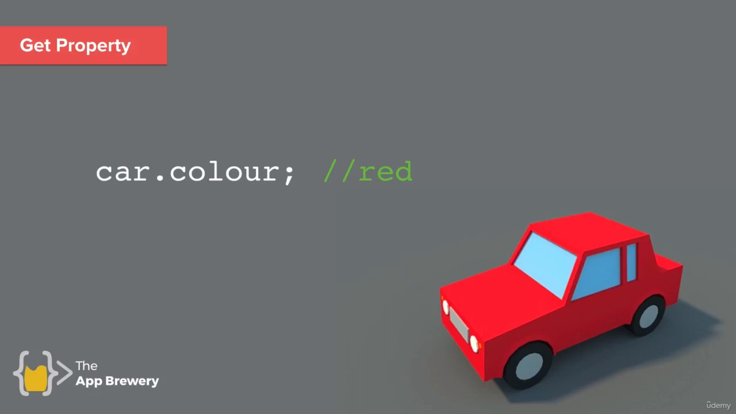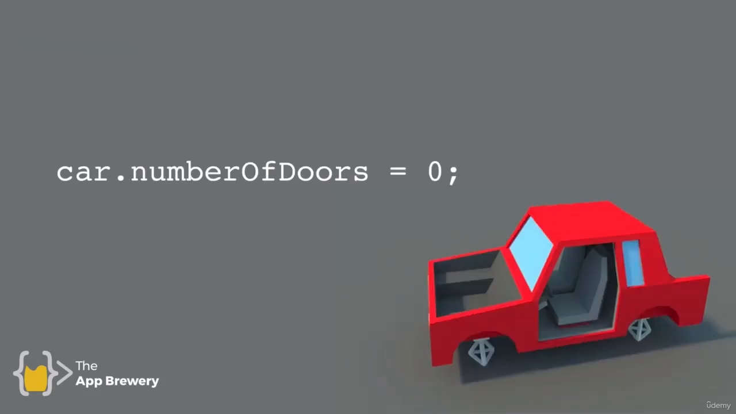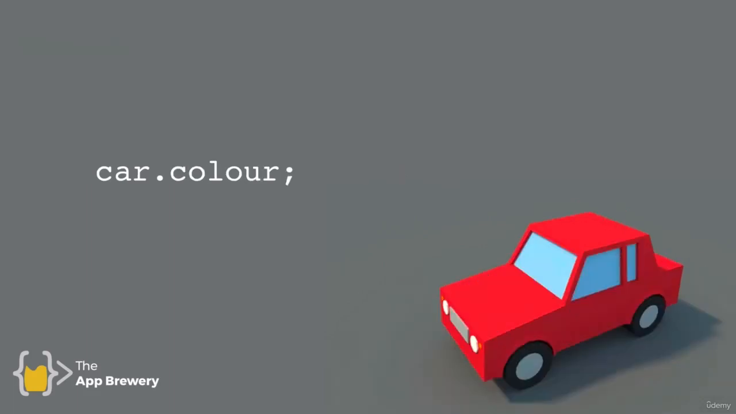Now with properties, we can also set it. So we can say car.numberOfDoors. So the number of doors property of car, let's change it to 0. And now our car has no doors. And this is called setting a property. And you can see that the difference between setting a property and getting a property is simply whether we assign a value to it with an equal sign.